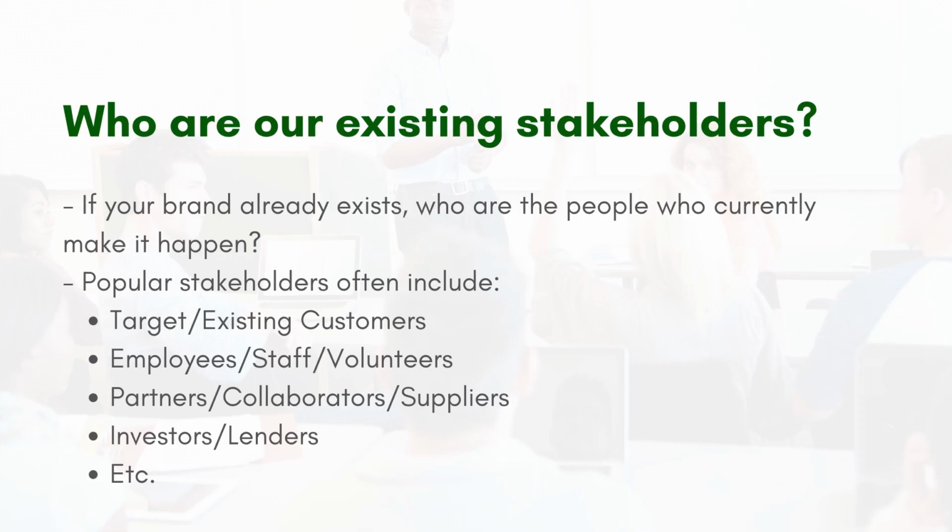Right. Now, next here is who are our existing stakeholders. I mentioned earlier that stakeholders are the people who make it easier or possible for you to achieve your brand goals. You can't achieve your brand goals on your own. There are people who make it happen. So, who are your existing stakeholders? If your brand already exists, who are the people who currently make it happen? Popular stakeholders, when you're thinking about stakeholders, you can look at your target and your existing customers. These people are stakeholders because they bring in the money.